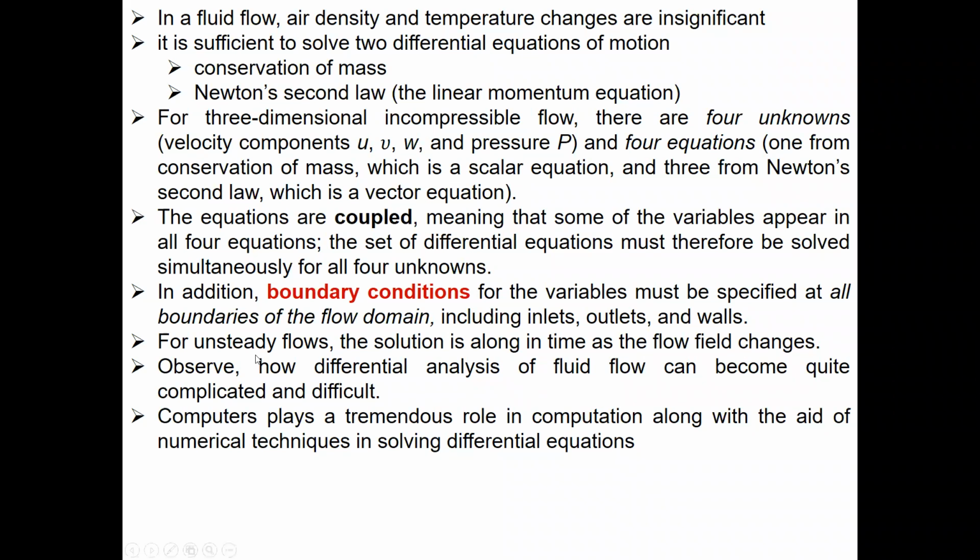But the computer plays an important, tremendous role in the computation of all these put together with the aid of numerical techniques, compared to earlier, when solving the differential equations on paper. Either you can go for the Euler method, or you can go for the Runge-Kutta method, or whichever method you want.